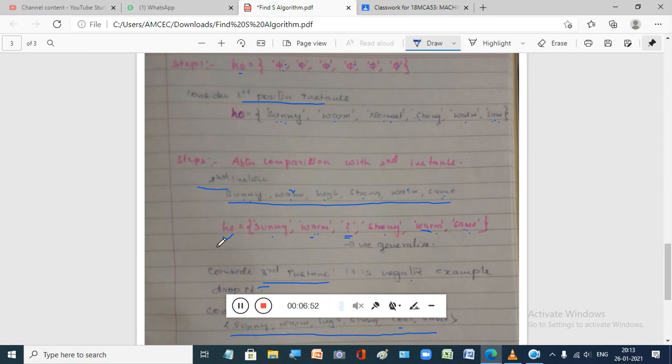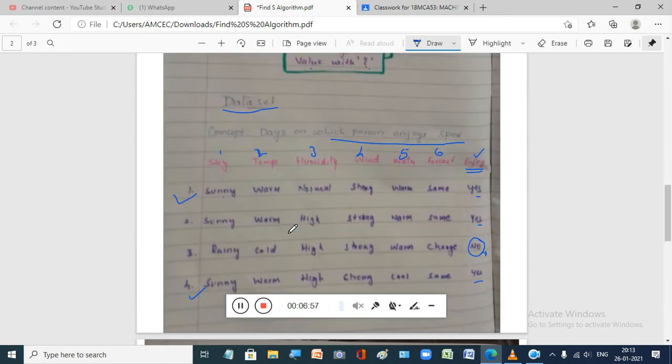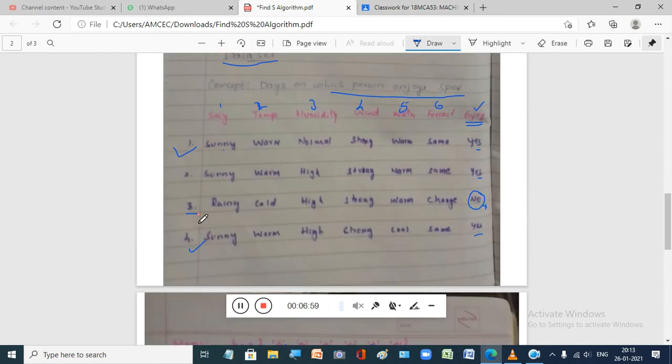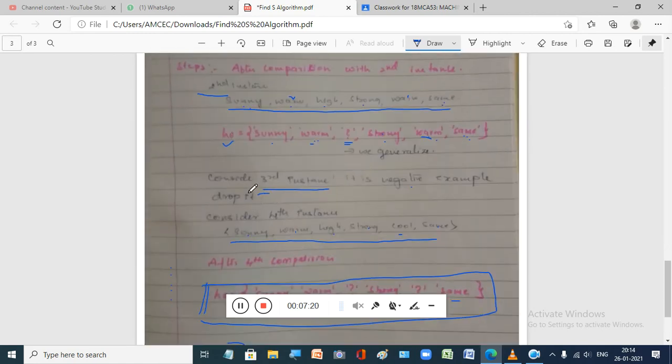Now go to the third instance. When you look into your data, this is the third instance, and it says that you do not enjoy sports on this day. That means it is a negative example, and the Find-S algorithm does not consider negative examples. Since the third instance of our data is a negative instance, we ignore it. Since it is a negative example, you drop it. Then go to the fourth instance.